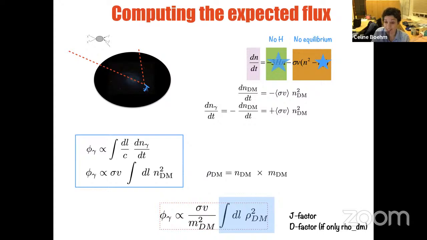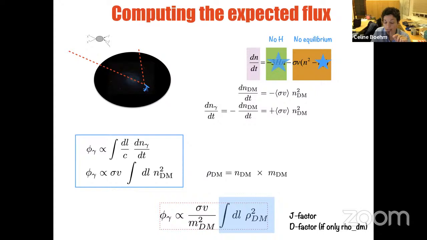The issue is that actually you don't know the number density of dark matter straight away, but you do have access to a quantity, which is the energy density. You don't know the number density because you don't know the dark matter mass. If you knew the dark matter mass, you would access it, but you don't. So the only thing you can do is determine the density of dark matter in one direction, and therefore we can integrate this over the line of sight, and that gives you the flux of photons in that direction. So that is the formula at the bottom of the slide.